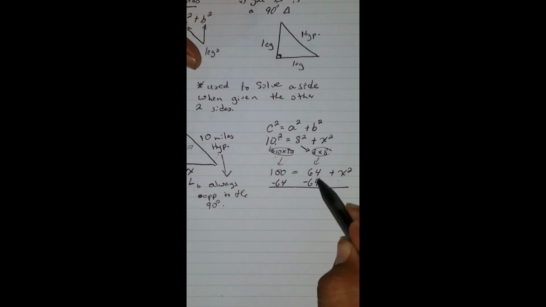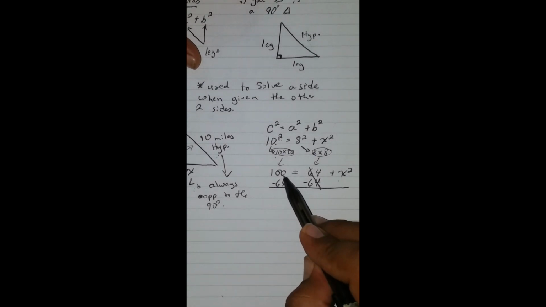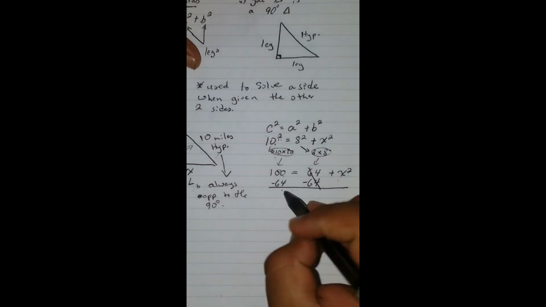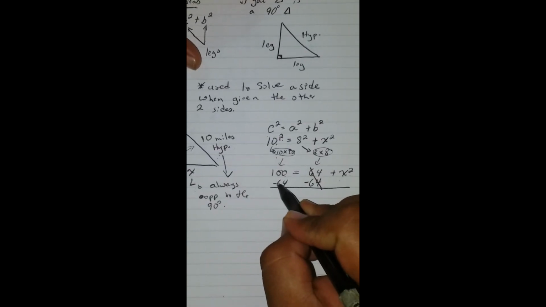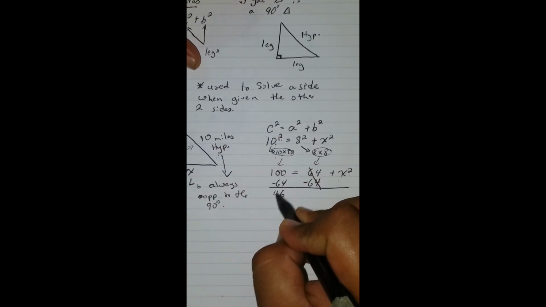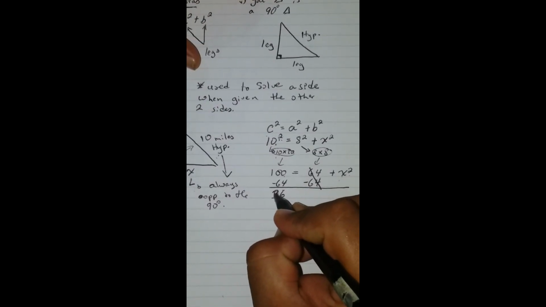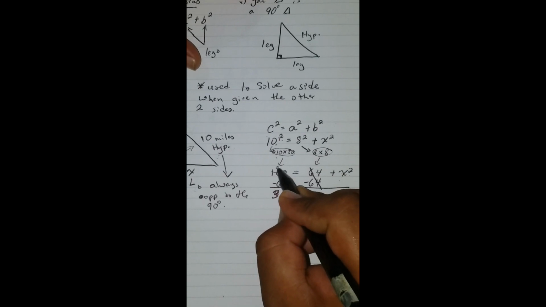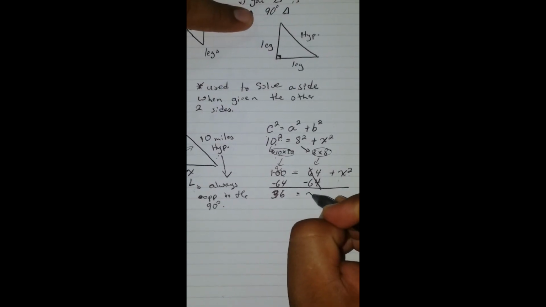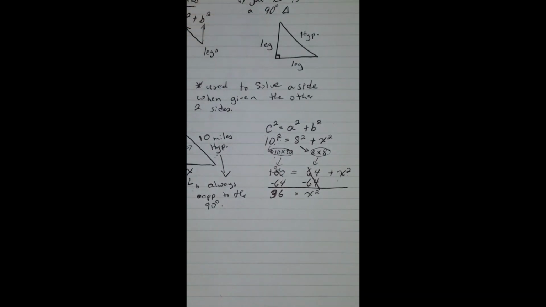64 minus 64 is 0, so we scratch that off. 100 minus 64 is going to be 46. No, sorry, 36, because we borrowed 1, that's 9, that's 10, that's 36. 36 equals x squared, right? So that is what we have.